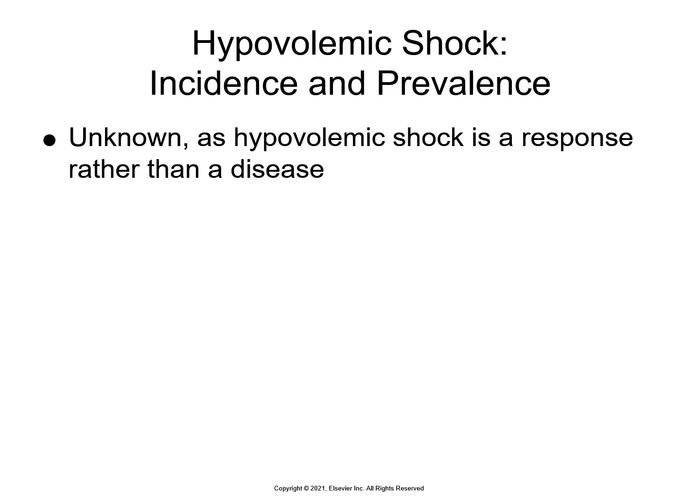The incidence and prevalence is dependent on what's causing it. So we don't know what the incidence and prevalence is because this is not a disease. It is a response. It's the body's response to an incident.